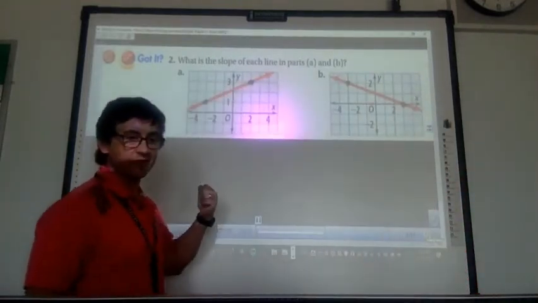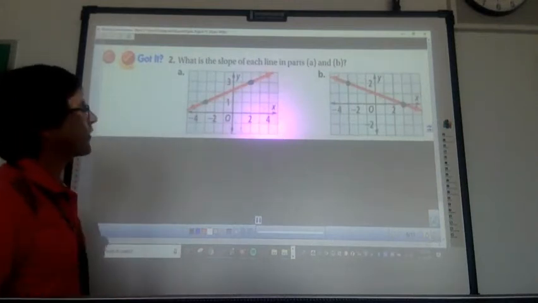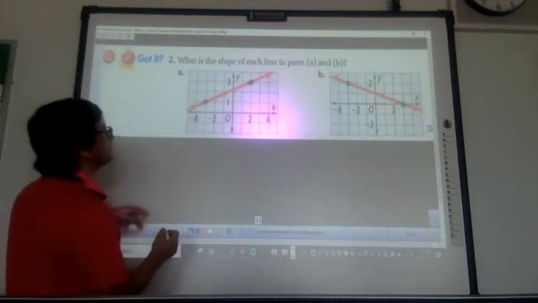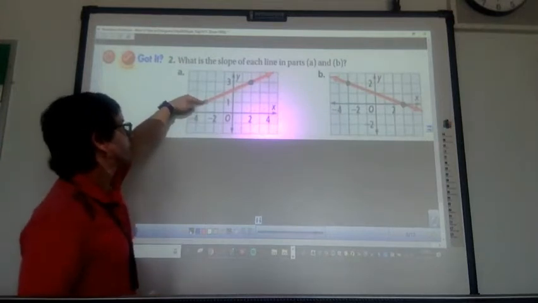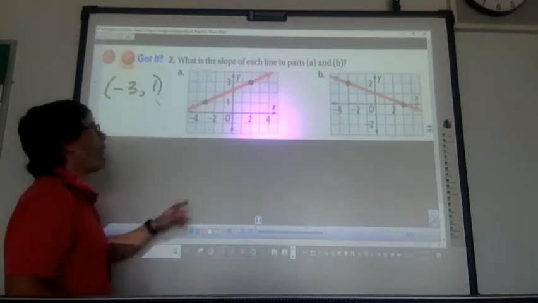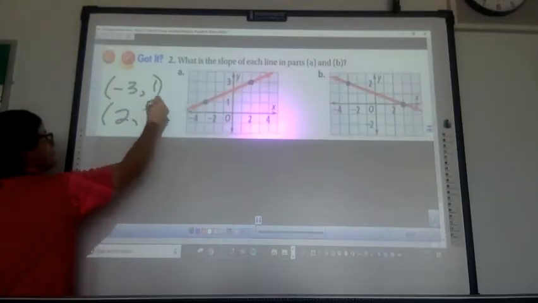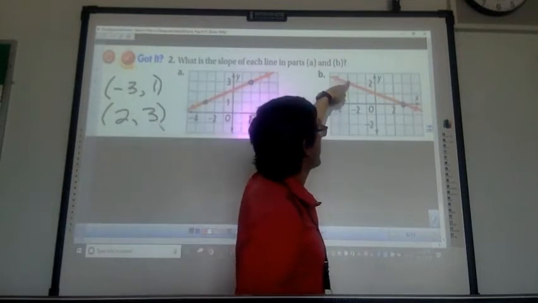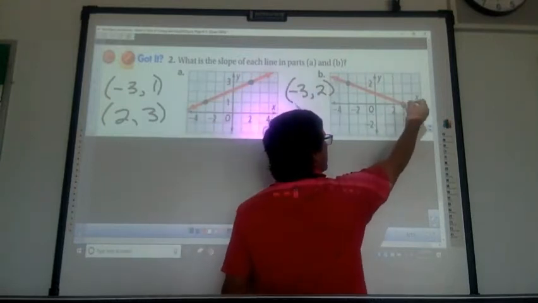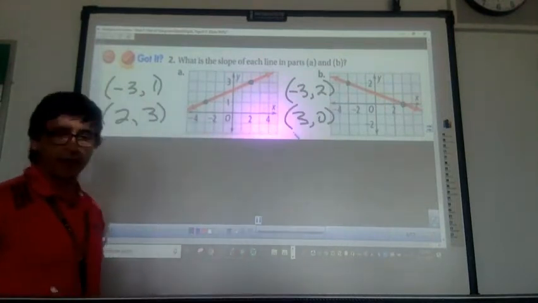So I want you to get these two slopes on this graph. I'm going to read off the ordered pairs. Well, that's not a good idea. I'm going to do it on here because it's going to be easier for you guys to see. So this ordered pair right here is negative 3, 1. The ordered pair on the right is 2, 3. On this equation, it's negative 3, 2. And right here, we go out 3 on x and 0 on y.